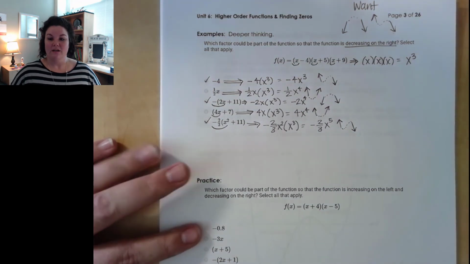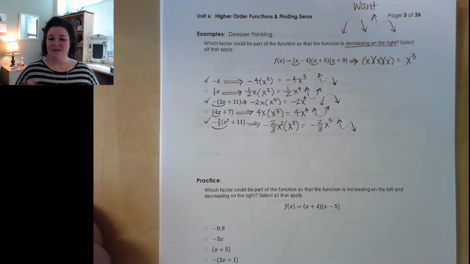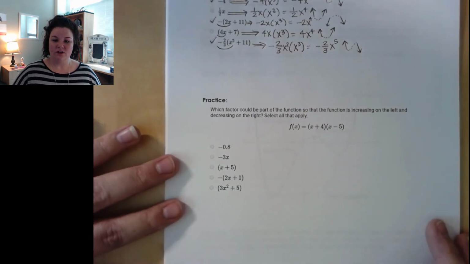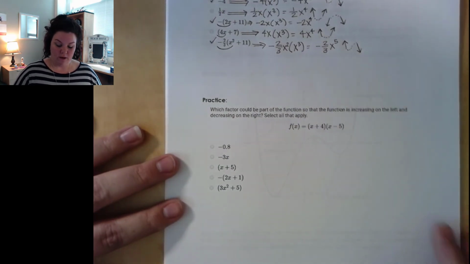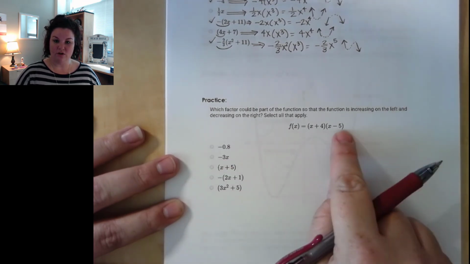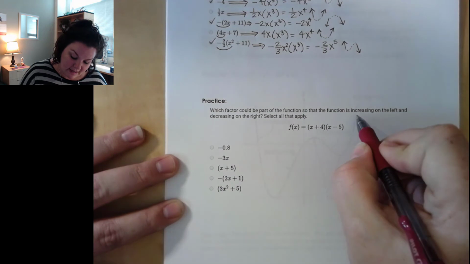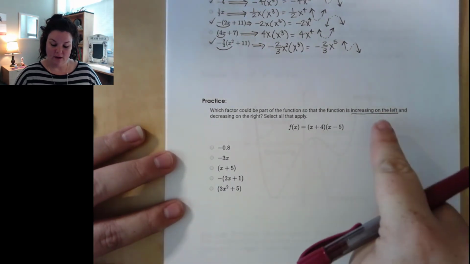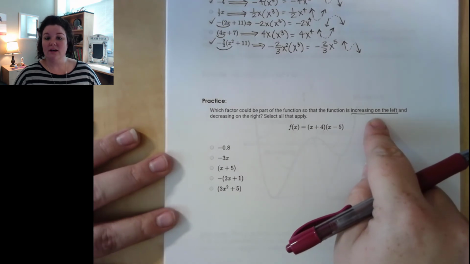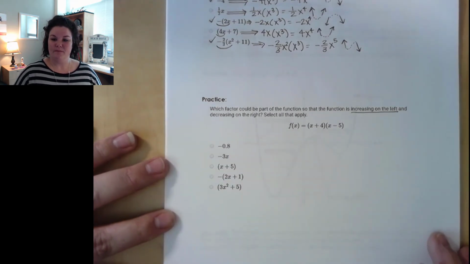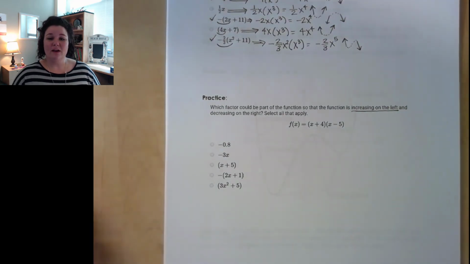Okay? All right, so there's one for y'all to try. Same type of mentality. It's going to give you a function, and you're going to determine which of these factors, if you multiply these factors onto your function, would be increasing on the left. So before you get started, make sure you know what increasing on the left shapes look like, and then work through these, okay? And go ahead and pause the video and then unpause it when you're ready to move on.